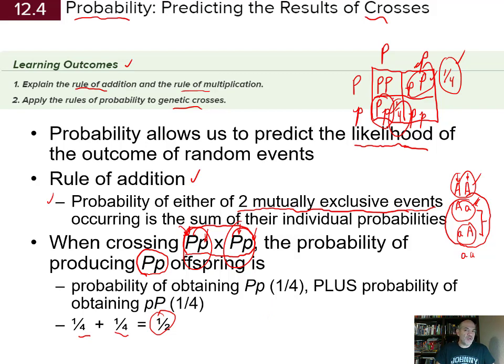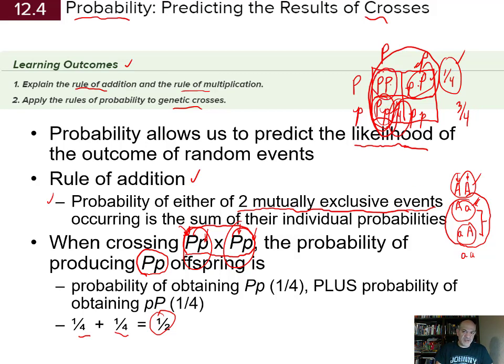We might ask another question: what are the chances of getting the dominant, expressing the dominant trait? You can express the dominant trait if you're heterozygote or if you're homozygous dominant. So that's the first 2 squares and then the first one on the second row. So that's 3 out of the 4. So it's a 3/4 chance of dominant.